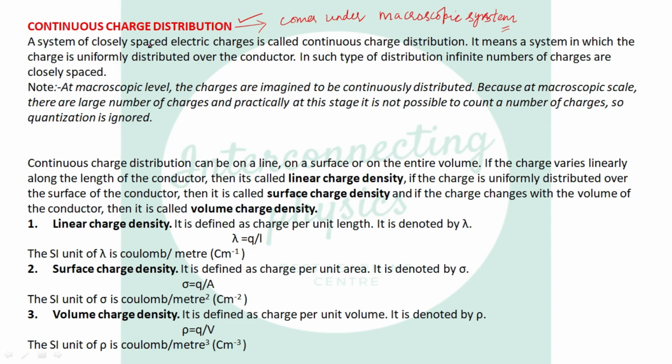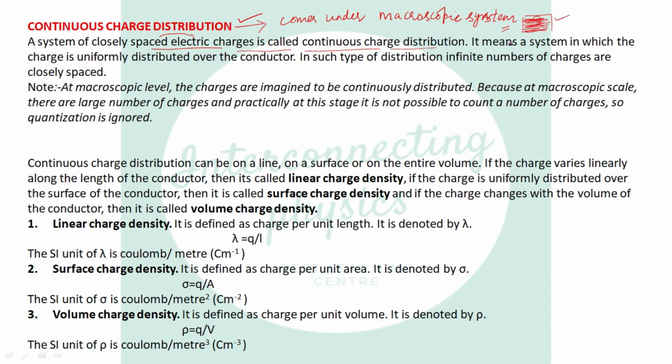Continuous charge distribution means a system of closely spaced electric charges is called a continuous charge distribution. Means electric charges are so close to each other that it is very difficult to differentiate one charge from another, and the space is negligibly small. There is no space between the charges, and we see this system as seeming continuous.